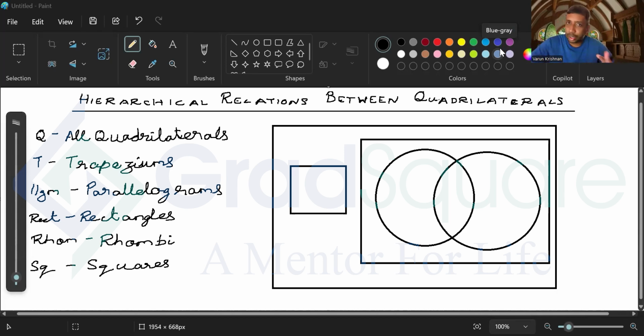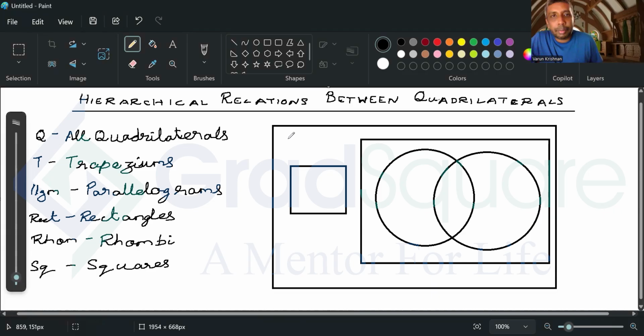So let me explain the relationship between these special types of quadrilaterals using set theory, using Venn diagrams. I'm going to first give you a code for the set of different types of quadrilaterals. Q is the set of all quadrilaterals. T is the set of trapeziums. Parallel lines with GM is the set of all parallelograms. Rect is the set of all rectangles. Rhombus or Rhom is the set of all rhombi. And SQ is the set of all squares.